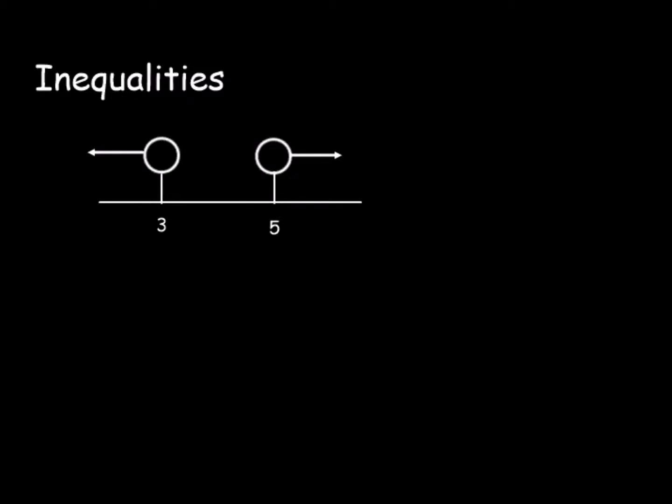In this video we'll look at inequalities and how to name the sections on a number line using inequalities. So in this diagram here we have the region to the left of 3, this region over here, and we've got the region to the right of 5, the region over here.